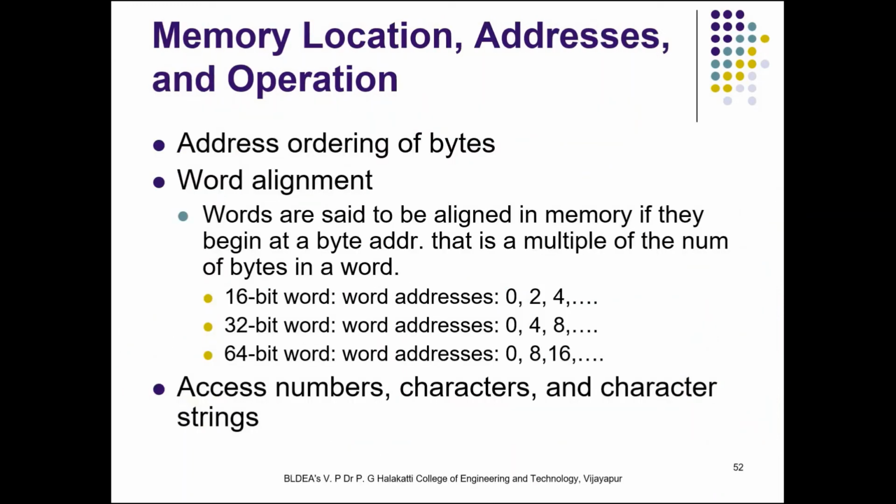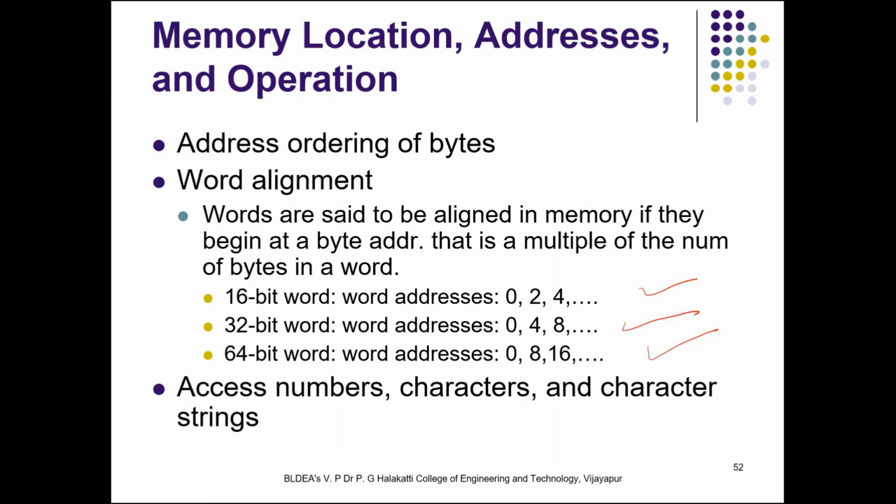Now I already told you about address ordering of bytes and word alignment. Words are said to be aligned in memory if they begin at a byte address that is a multiple of the number of bytes in a word. Already I have told about this. So a 16-bit word address would be 0, 2, 4, whereas a 32-bit word address will be 0, 4, 8, and a 64-bit word address will be 0, 8, 16.